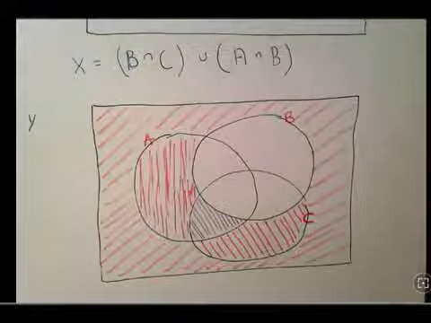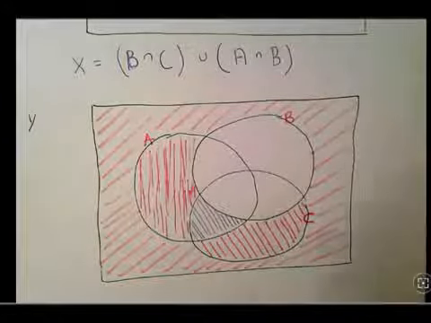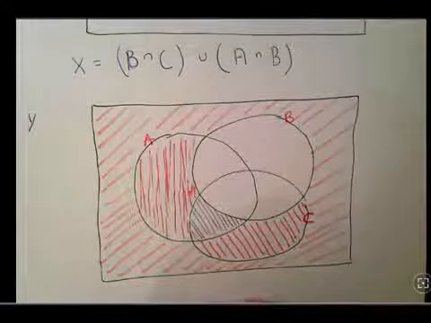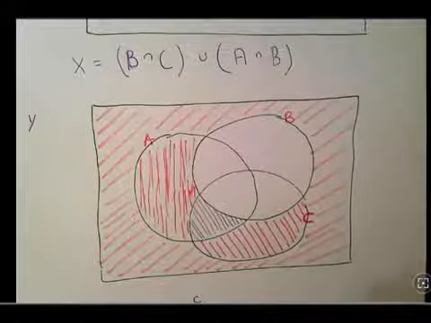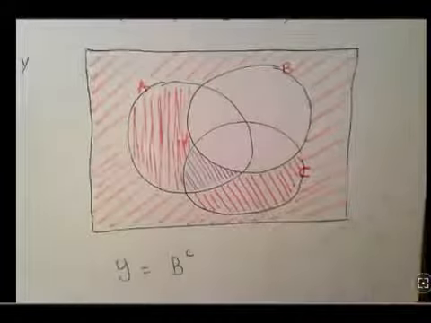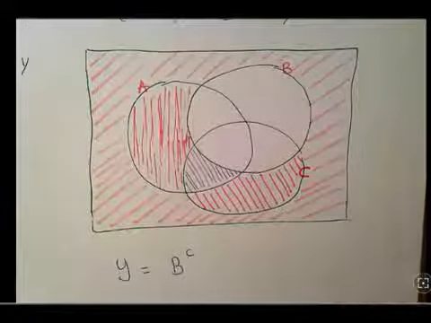And essentially what you're looking at there is the only thing that I've not filled in is B. So essentially this actually works out to be the complement of B. Very simple. So I'll just write that in there, the complement of B. And that's what all that Y is.